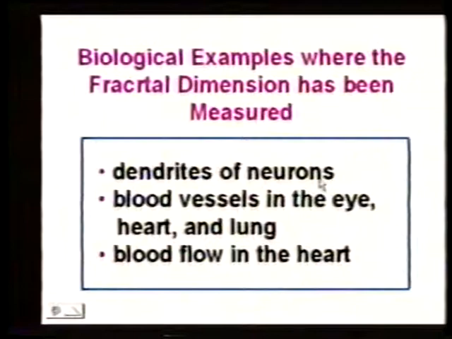Another example are blood vessels in the eye, heart, and lung. So for example, if you look into your eye, and I don't think we have this in Fort Lauderdale, but it's very common by using a little spherical lens so you can look at the blood vessels in your own eye. And they have this at the Exploratorium in San Francisco and some other science museums. I don't think we have it here in the museum in Fort Lauderdale. But basically, it's a little trick.